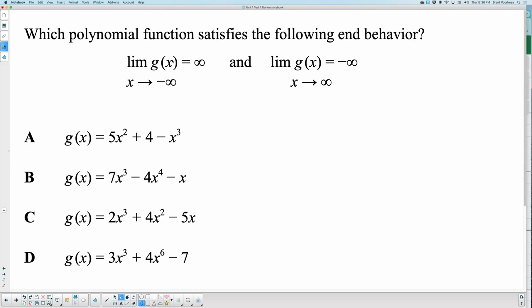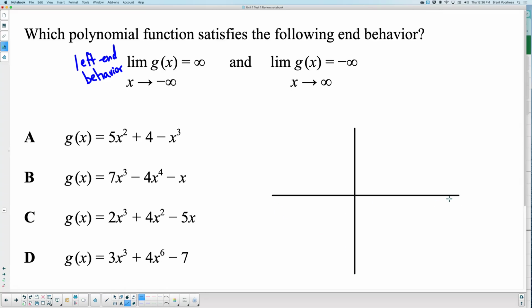This limit this time, is this the left end or right end behavior? This is the left end behavior. Very good. How'd you know it was the left end behavior? Because X is going to negative infinity. So we're talking about the left side of the graph here, the left end behavior. On this graph, what happens as the graph goes left? It needs to rise. On the left side, we need to rise.